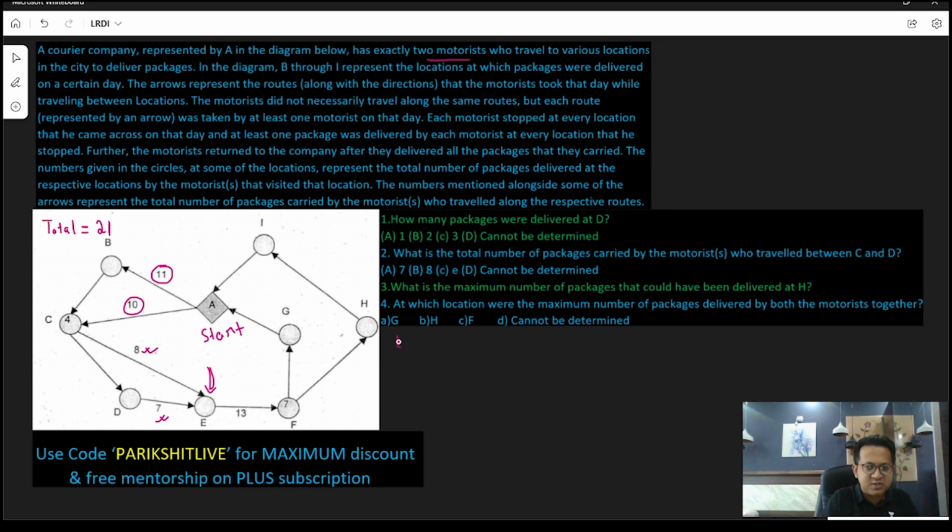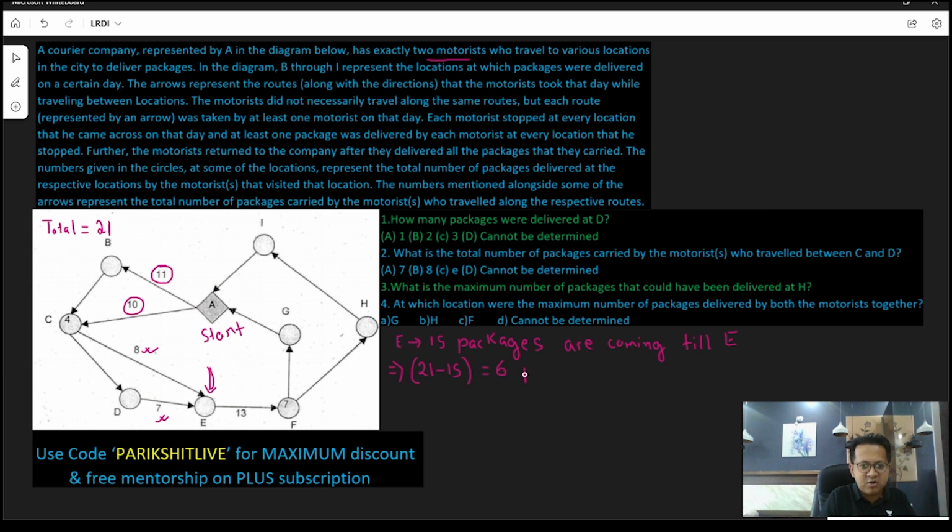So concentrate on E. So if I say at E, what is happening? 15 packages are coming to E. I'm not saying got delivered at E. I'm not saying that. But 15 packages are coming till E. Will you agree? Yes, 8 plus 7. Can you see? 15. So does that mean if there were a total of 21 packages and only 15 are reaching E, it simply means, what does it mean? It simply means 21 minus 15, which is 6.